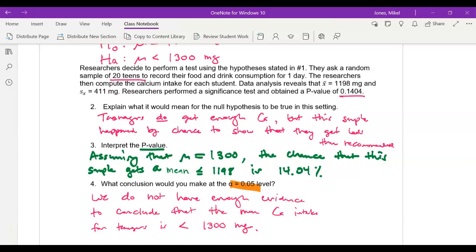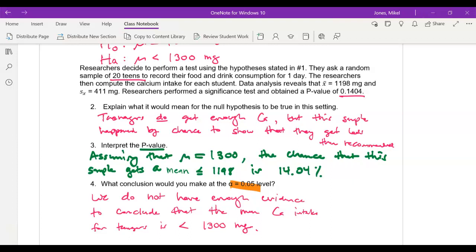Okay, so interpret the p-value. So we have to assume that the H0 is true with this p-value. So assuming that the mean is indeed 1,300, the chance that this sample gets a mean less than or equal to 1,198 is 14.04%. Okay, so we always have to interpret the p-value assuming that the H0 is true.